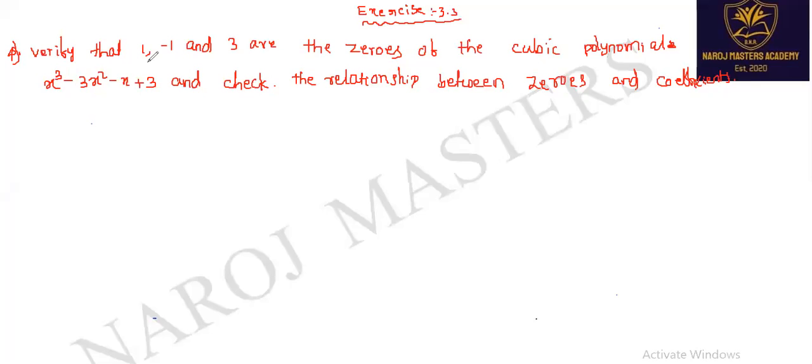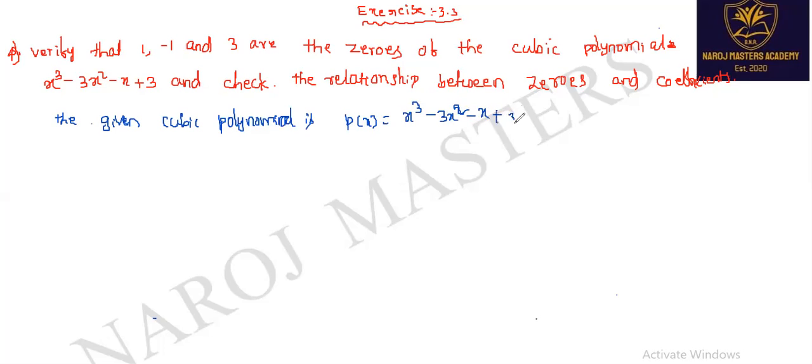Question number 4: verify that 1, minus 1 and 3 are the zeros of the cubic polynomial x cube minus 3x square minus x plus 3, and check the relationship between zeros and the coefficients. So we have to verify whether these are the zeros of the polynomial or not. The given cubic polynomial is p of x equal to x cube minus 3x square minus x plus 3.